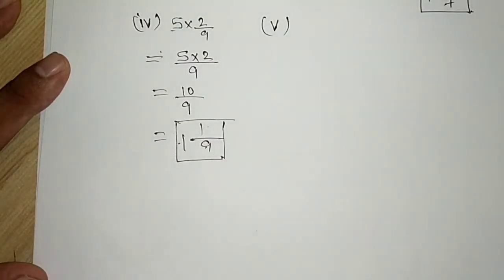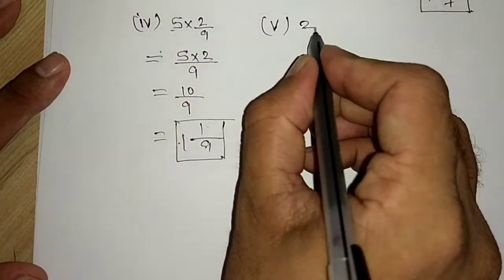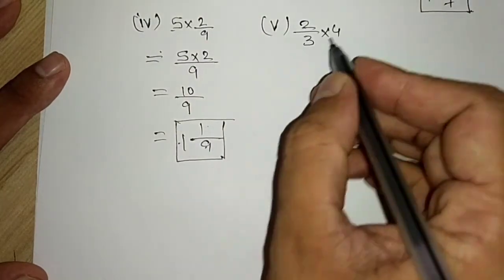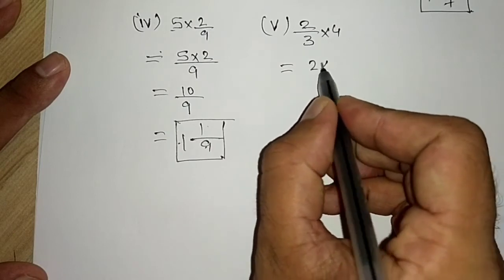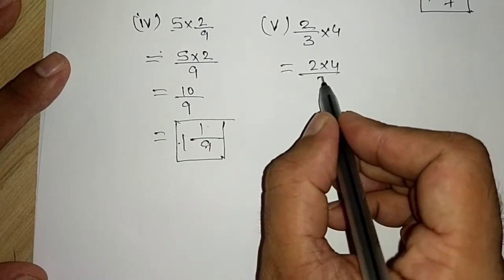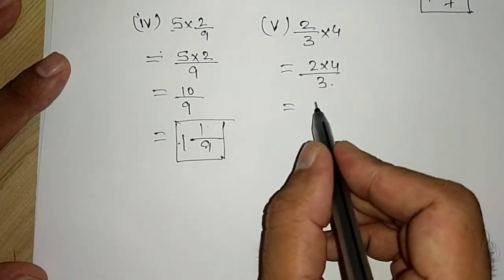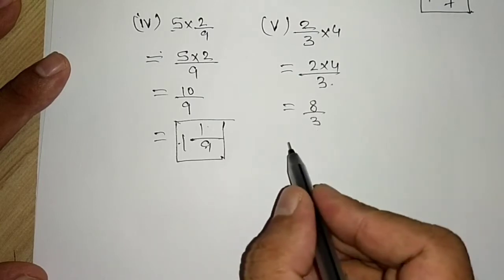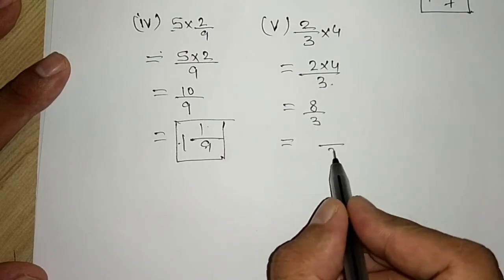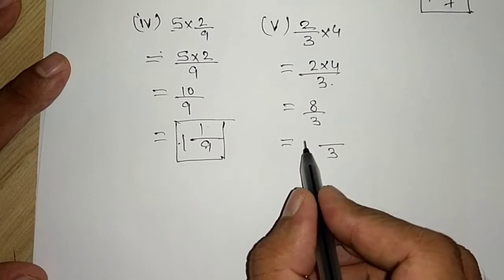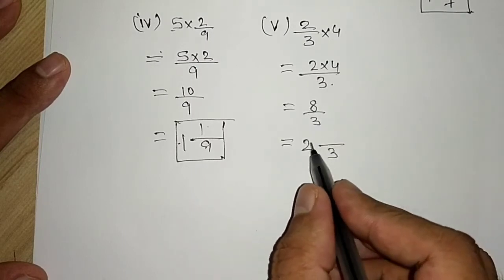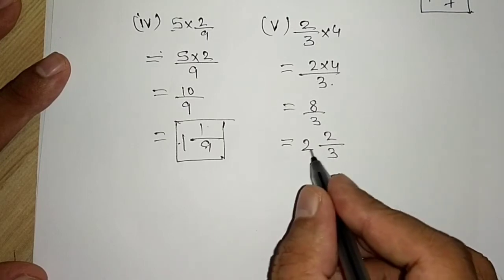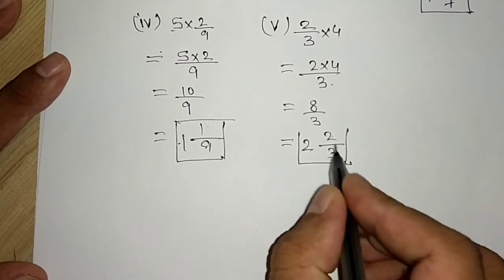Now the fifth part is 2 divided by 3 multiplied by 4. So we will apply the same rule. 2 into 4 divided by 3, 2 4s are 8, 8 divided by 3. Converting into a mixed fraction, 3 2s are 6, because 3 3s will be 9, so 6 plus 2 is 8. So 2 integer 2 by 3 is your answer.